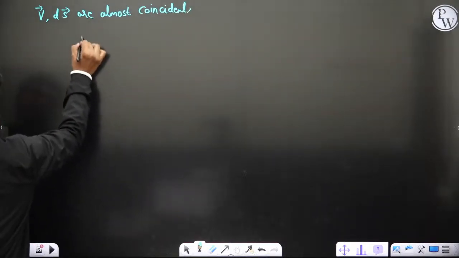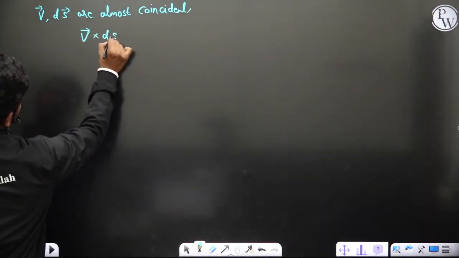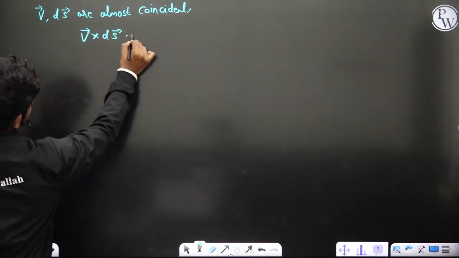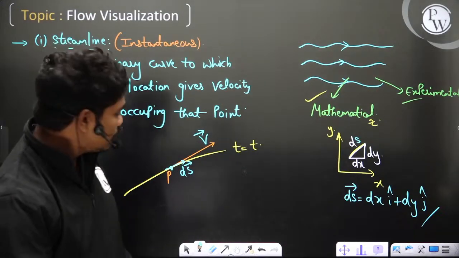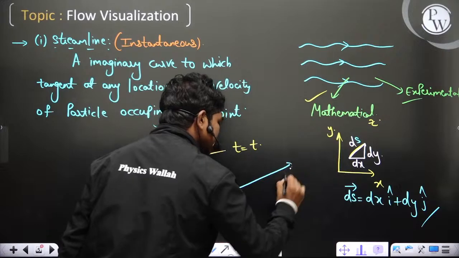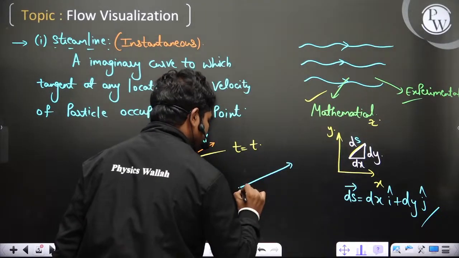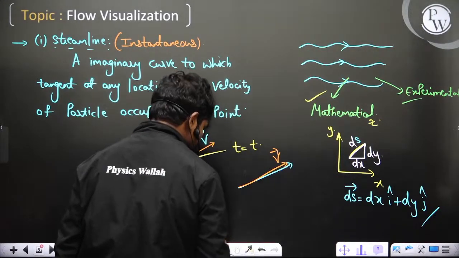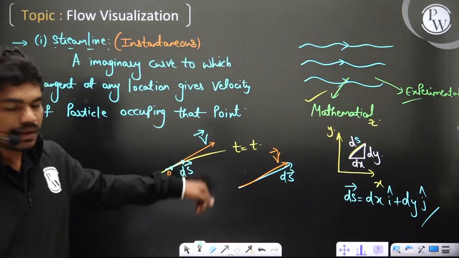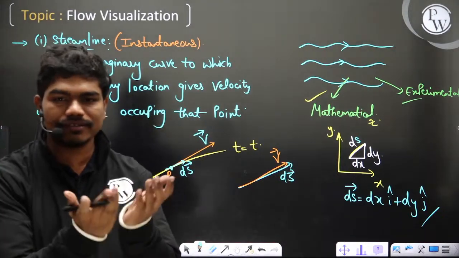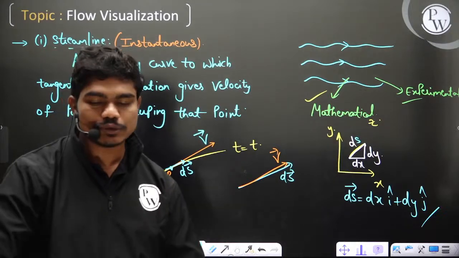Then, if they are coincident, can anyone tell me what could be the cross product of the two vectors? What is the value of the cross product of two vectors? Look, this is ds, something like this, and your v is actually something like this. Okay, so this is v and this is ds bar. Then, can anyone tell me what should be the cross product of these two vectors if the angle between them is very close to 0?